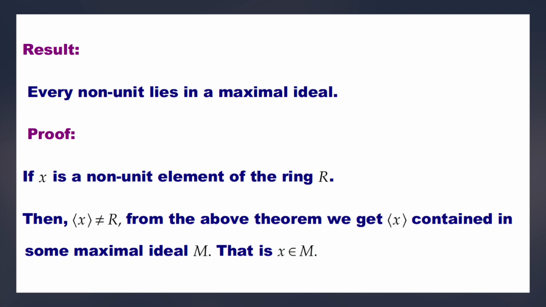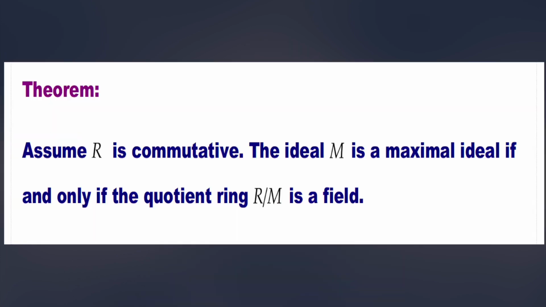The proof: if x is a non-unit element of the ring R, then the ideal generated by x is not equal to R. From the above theorem, we get the ideal generated by x contained in some maximal ideal M, that is, x belongs to M. For commutative rings, the next theorem characterizes maximal ideals by the structure of their quotient rings. Theorem: assume R is commutative. The ideal M is a maximal ideal if and only if the quotient ring R/M is a field.